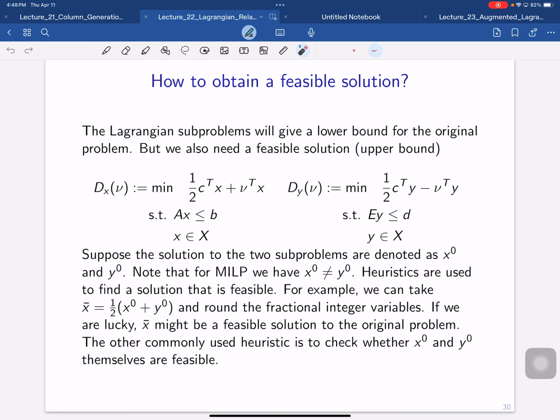So here's one of the common heuristics to use. So let's say you solve these two Lagrangian subproblems, right? If you solve these two problems, denote the solutions to the two subproblems, let's say, as x naught and y naught, right? Let's suppose at a given iteration. So if x naught equals y naught, what can you say about x naught and y naught here?